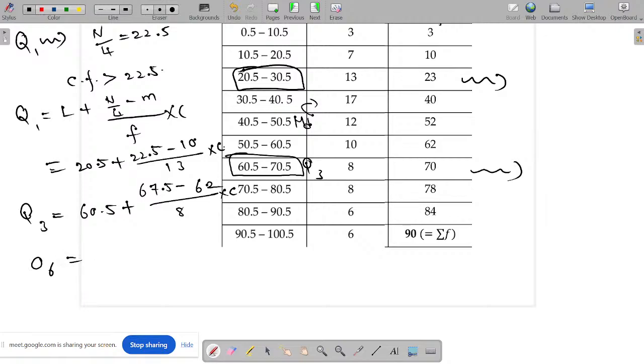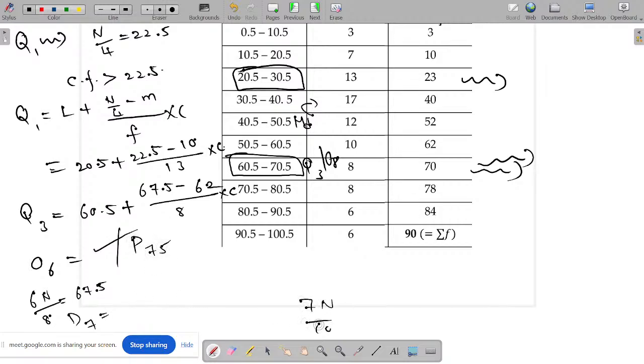Right, so tell me, D6. 6n by 10, so you might have done 6n by 10, right? This value, 67 point. So you'll get the same value as for Q3. So this is the same class also. You'll get the same value. What about D7? Actually, for P75 also you'll get the same value. D7, 7n by 10.